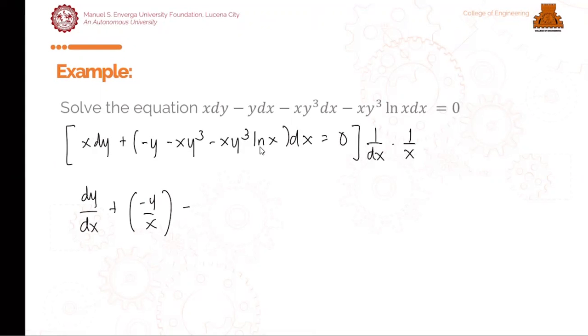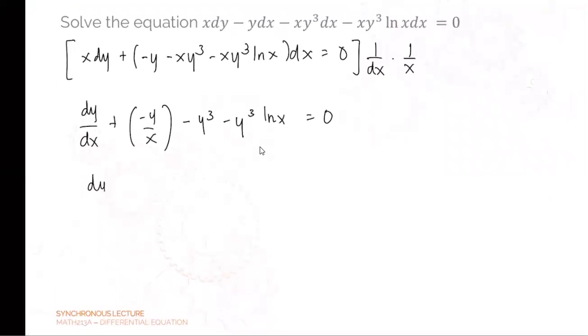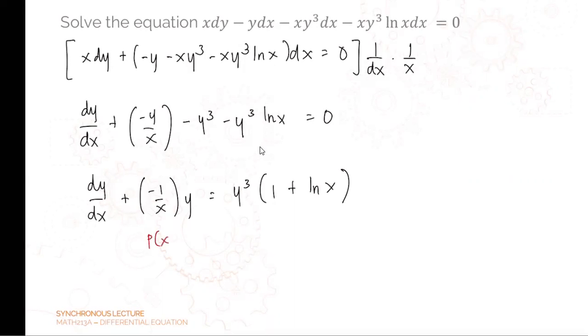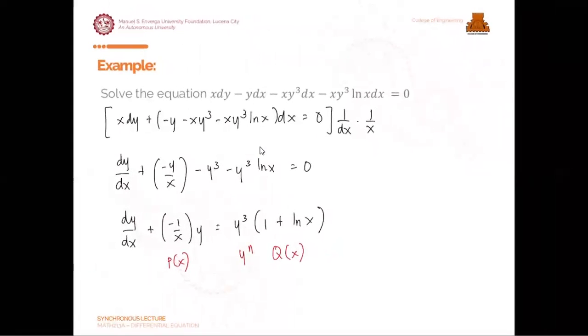y cube minus y cube ln x is equals to 0. So, pwede natin factor out yung y cube doon. So, transpose na natin. So, we have negative 1 over x, y is equals to y cube times 1 plus ln x. Okay? So, ito is nasa form na p of x, y sub n, tsaka q of x. Okay? Nasa Bernoulli form na yan.